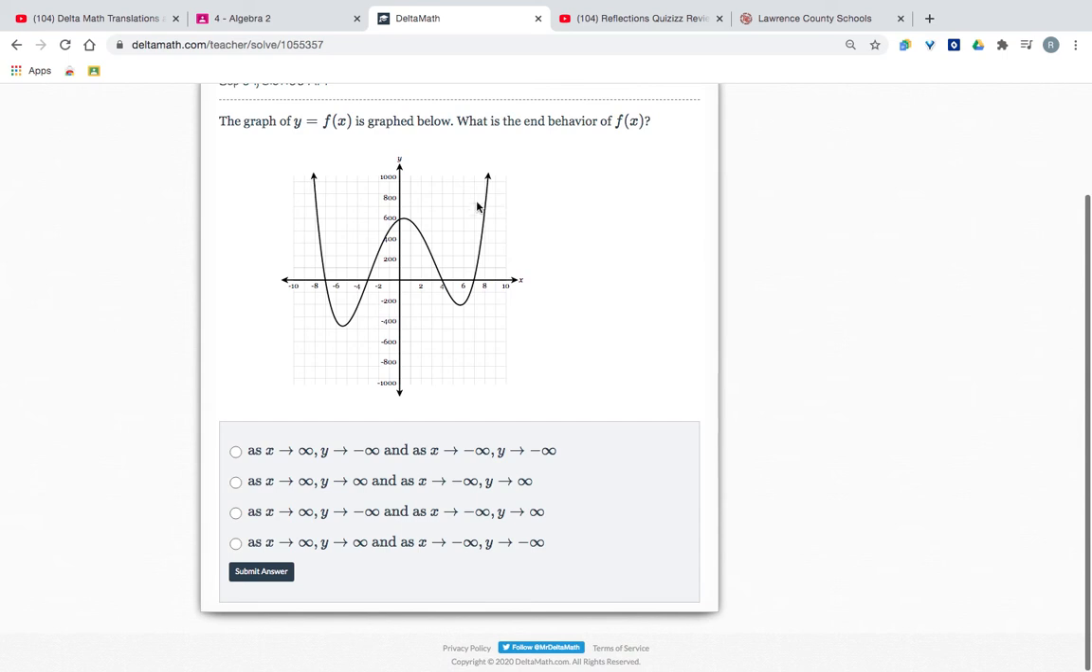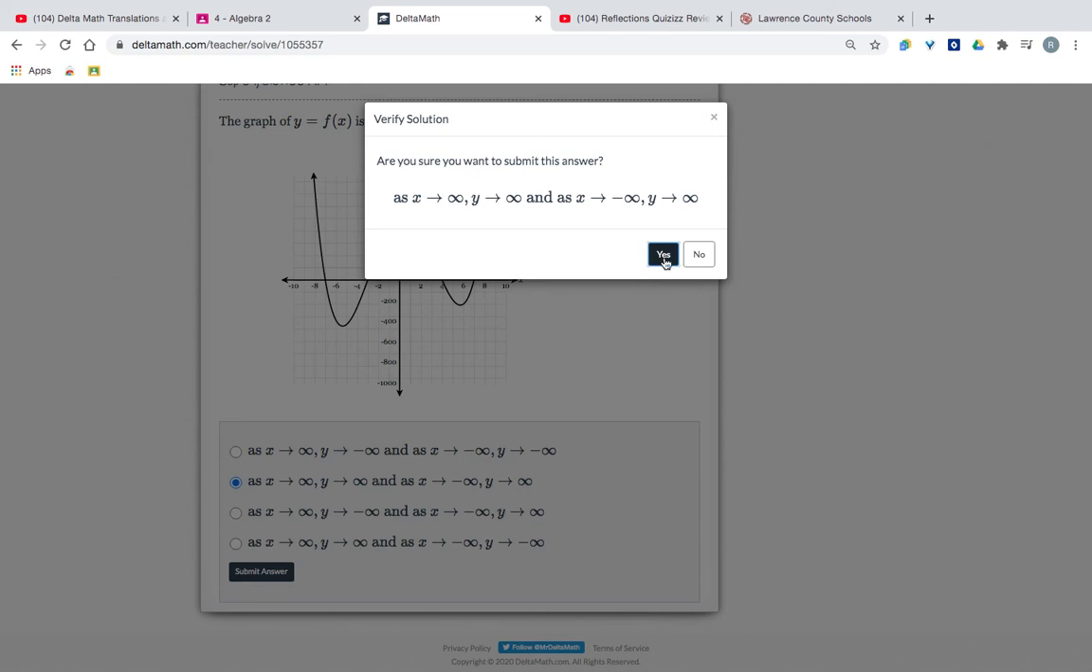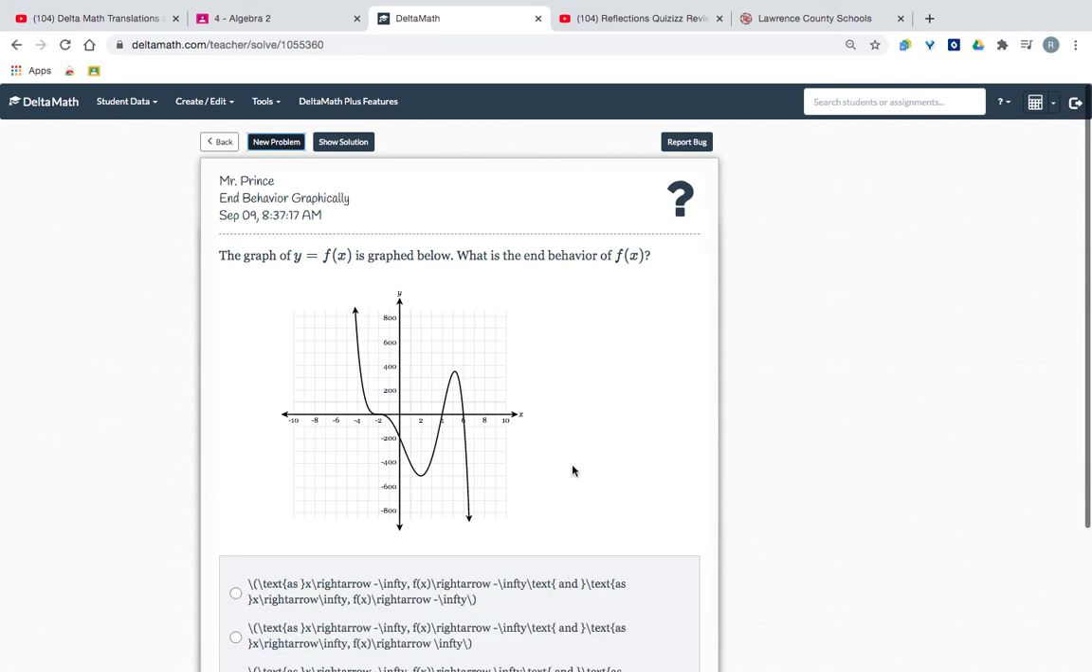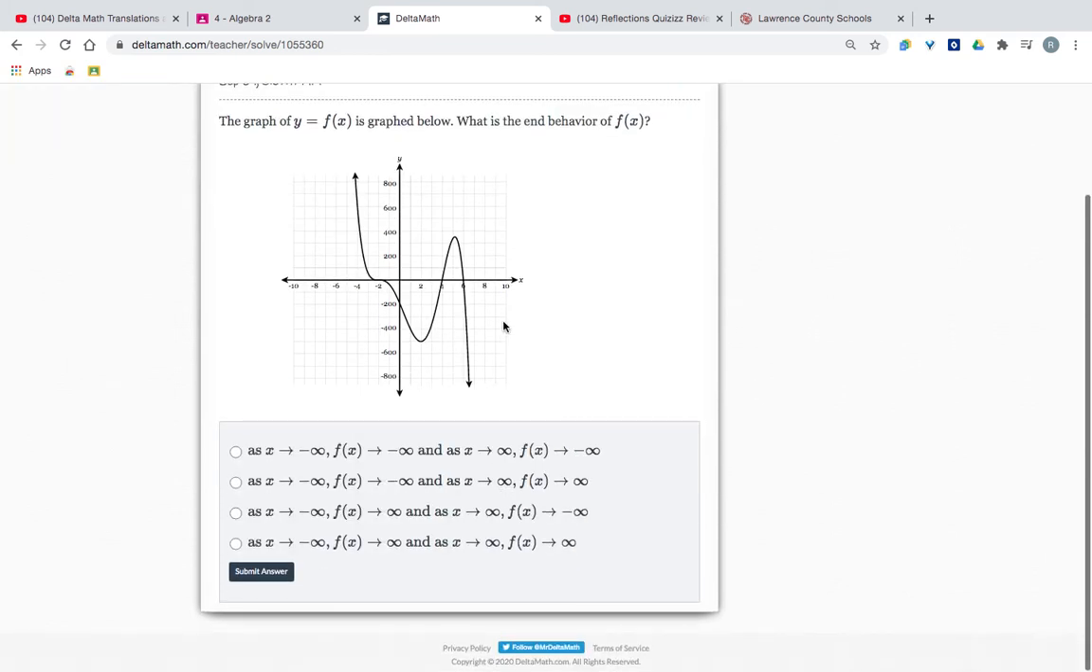Again, they're both pointing up. I can quickly just go down here, y approaches positive infinity, y approaches positive infinity, click my answer, and submit. So I'm trying to get to one where they go different ways, that way it's not so obvious. Hey, here we go. Now they're going different. Now I've got to pay attention to what I'm doing.